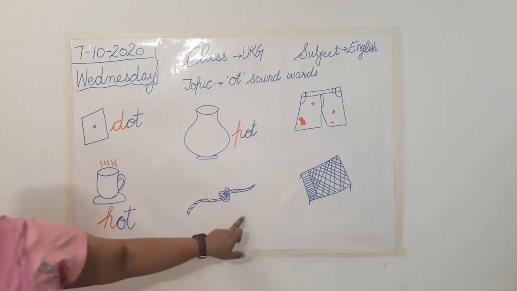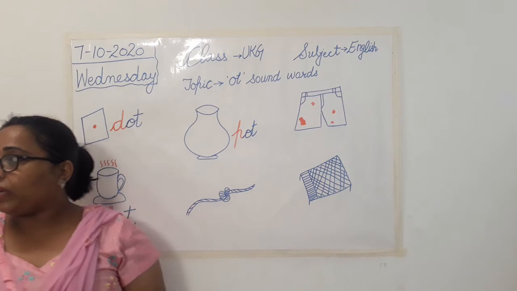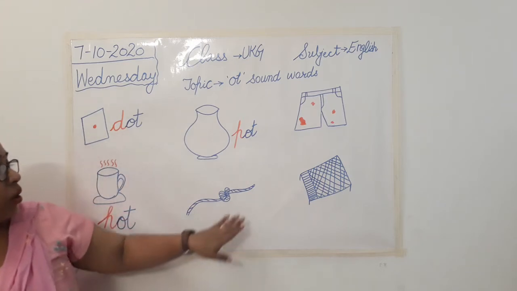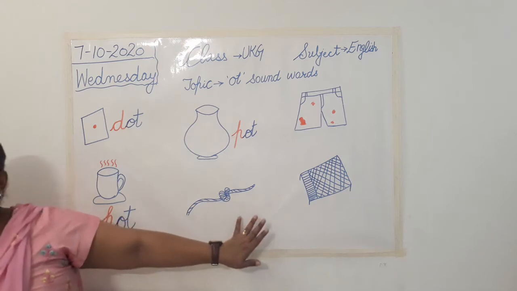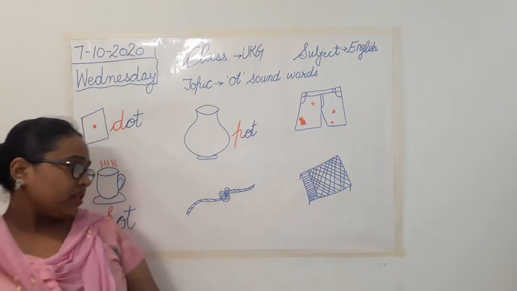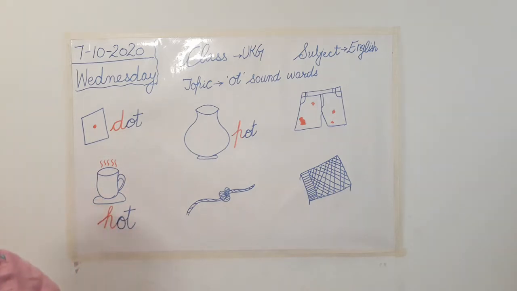Now moving to the next picture here. Can you tell me what is this? Okay, I'll show you with the help of a hanky and I'll tell you what this is, but till then just try and tell what you think it can be. Yes, can you tell me what it can be? Okay, fine, I'll show you.